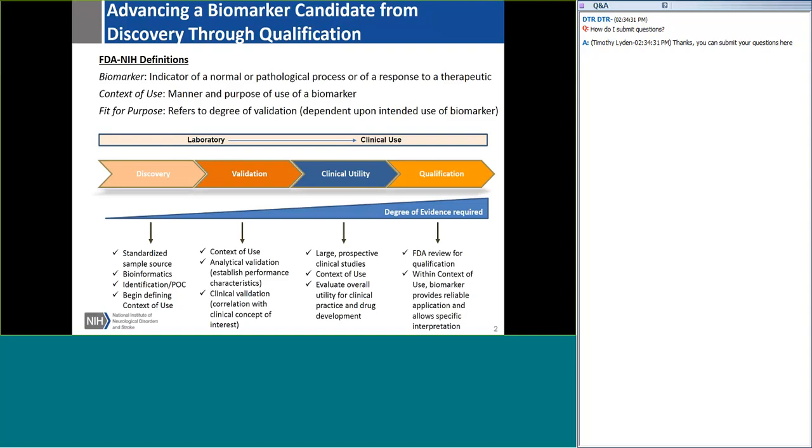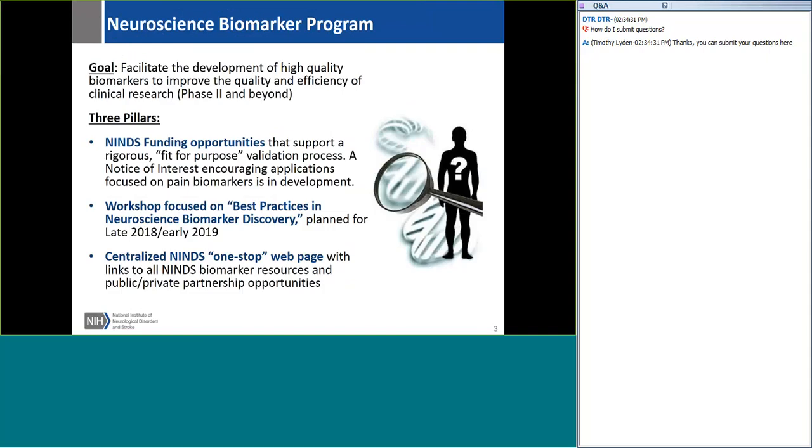So in clinical utility, usually these are large prospective clinical studies, again with a very defined context of use. The purpose of these are to evaluate the overall utility for clinical practice and for drug development. Finally, when you reach the level of qualification, we'll talk about this a little bit more as we go through the presentation, but this is an FDA review that's required for that. They have an entire program devoted to the process of qualification, which we'll talk about a little bit. And then within the context of use, once you have qualification, the biomarker should provide a reliable application and it should allow specific interpretation of what your biomarker is telling you. Okay, move on to the next one.